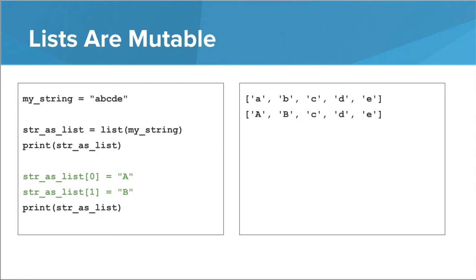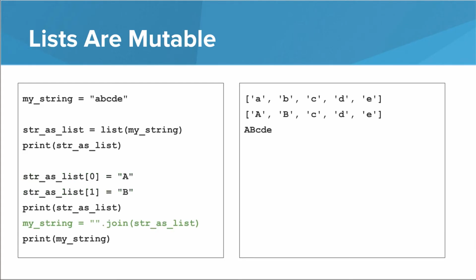Okay, this is great. We can sort of approximate changing a string even though strings are immutable. But at the end of this, we're still left with a list. How do we make myString contain the characters from the list? We have to swap out myString, and we have to replace it with a string returned by "".join(stir_as_list). This looks really weird and unfamiliar. Let's take a closer look at it.